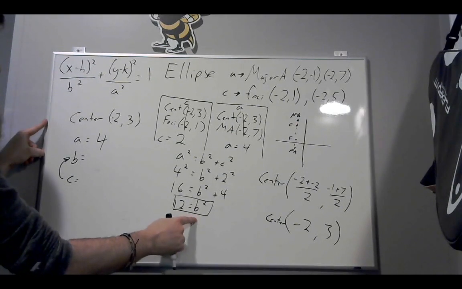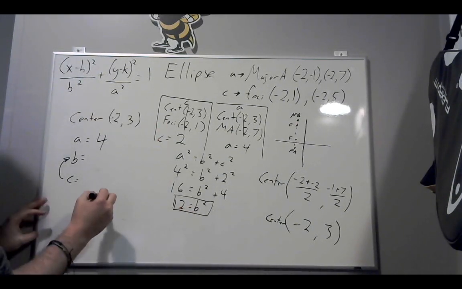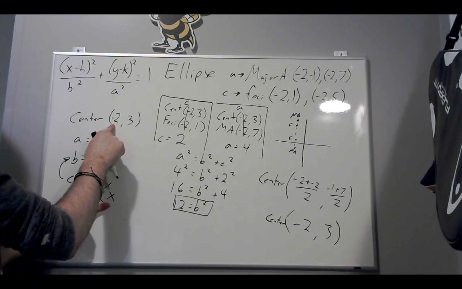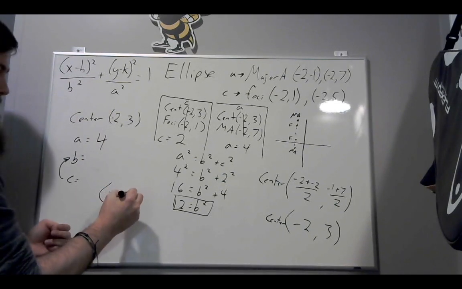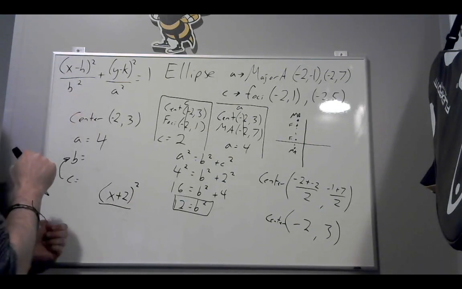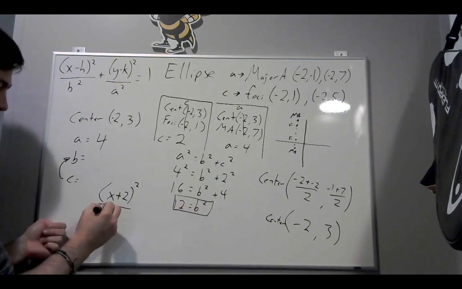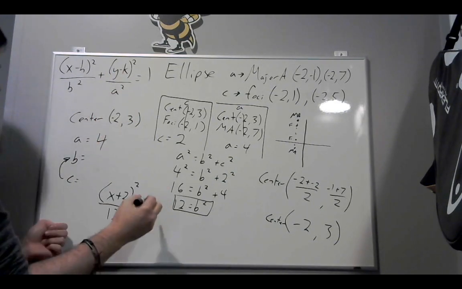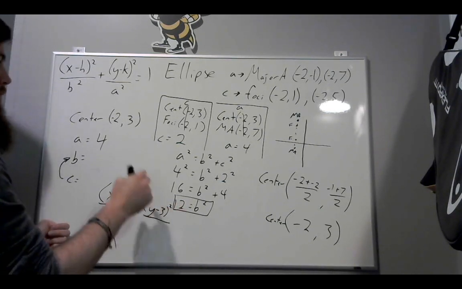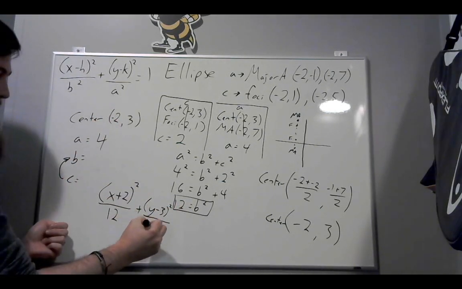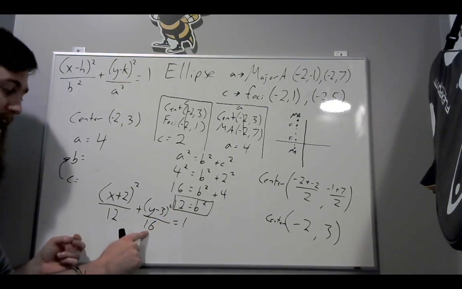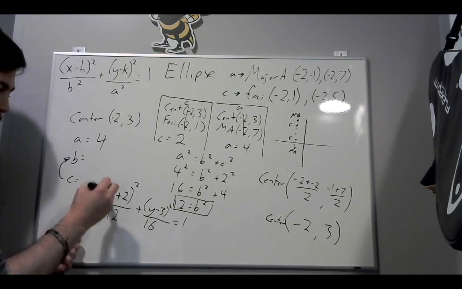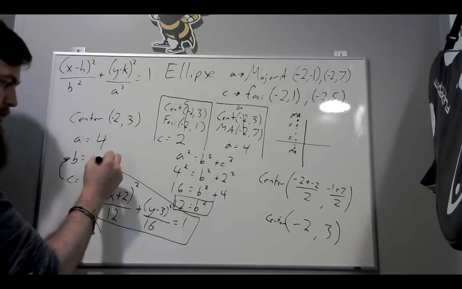So now that I have all this information, I'm just going to plug it in. So again, my center, my x goes with x, so x minus -2 gives me a positive 2 squared. My B is under my x this time. My B squared was 12, so 12 goes under here. Plus y minus your k value, which was 3, squared, over A squared, A being 4, so that gives me 16, equals 1. And again, notice your A squared should always be larger than your B squared. So here is our answer for this problem.